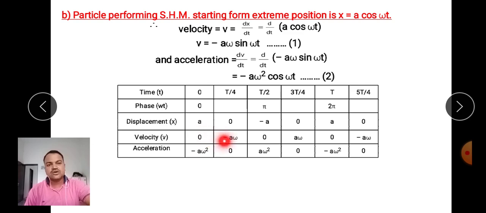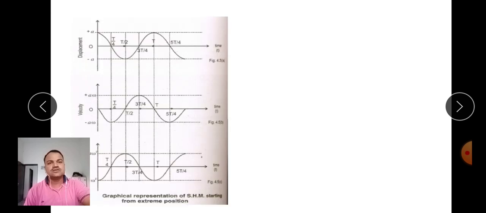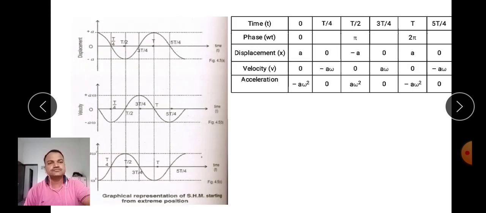Similarly we get the values of velocity by putting the values of omega t equal to 0, pi by 2, pi, 3 pi by 2, 2 pi in the formula for velocity. Similarly put these values of omega t in the equation acceleration is equal to a omega square cos omega t, and by getting the values of acceleration at different phase angles, we can draw these graphs by using this table.